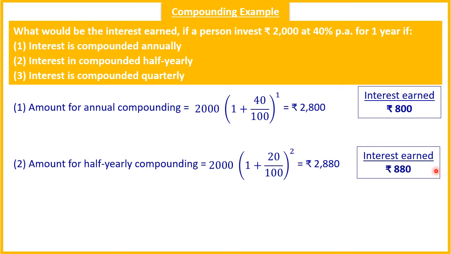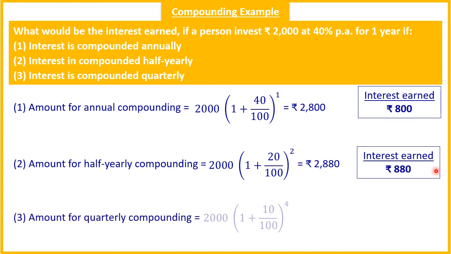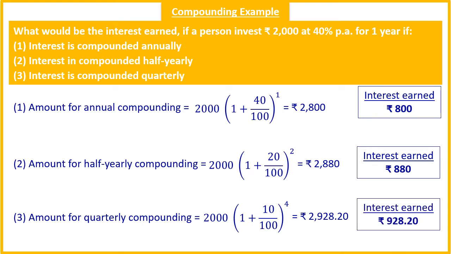Let us take the third case when the interest is compounded quarterly, यानी कि हर 3 महीने के बाद. So the calculation will be something like this. 2000 multiplied by (1 plus R). R is 10% because 40% is for 1 year. So for 1 quarter it will be 10%, 1/4 of 40. And number of periods become 4. So this value comes out to be 2928.2. So how much is the interest earned here? Interest earned is 928.2. So from this calculation, it is very clear that how frequently we do compounding, it is always beneficial to the depositor.